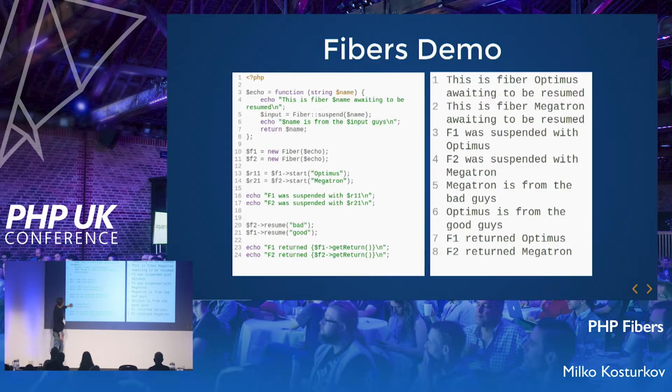We'll resume then the first fiber: "Optimus is from the good guys." And then I'm going to get back here. We'll echo "fiber 1 returned Optimus. Fiber 2 returned Megatron." That's it. That's all about fibers. Not really exciting, but pretty much that covers it.